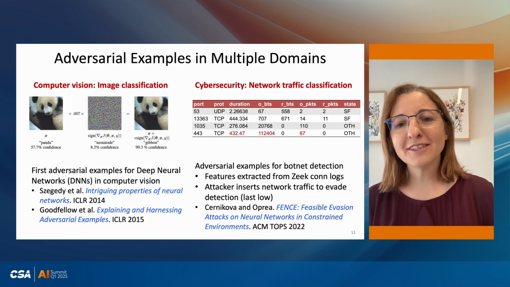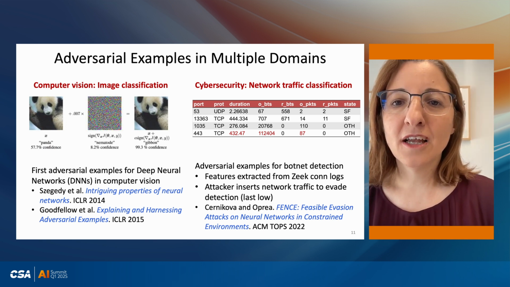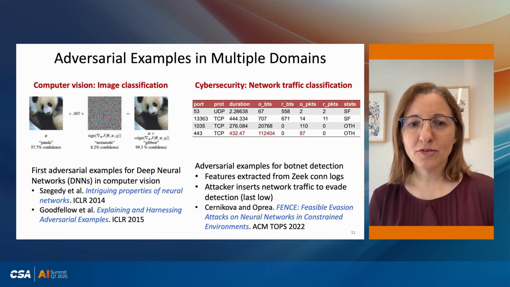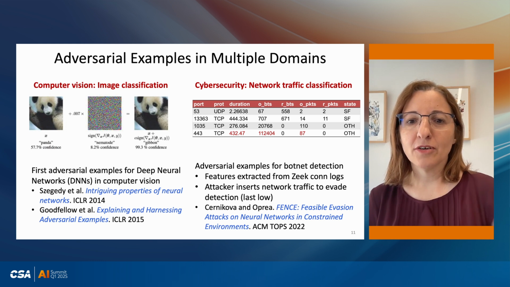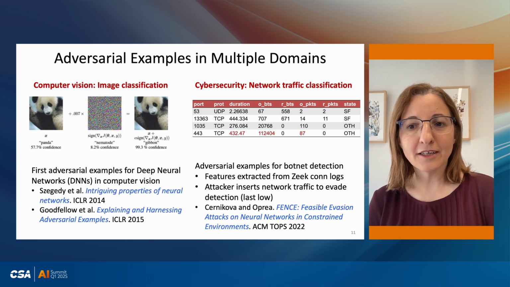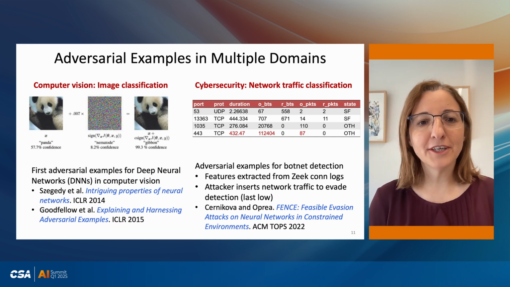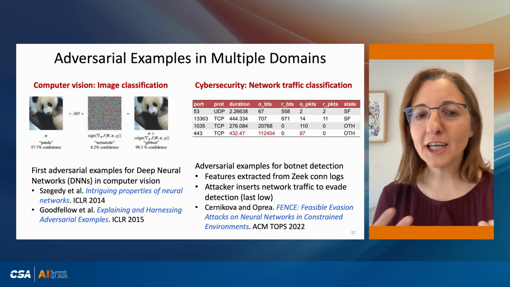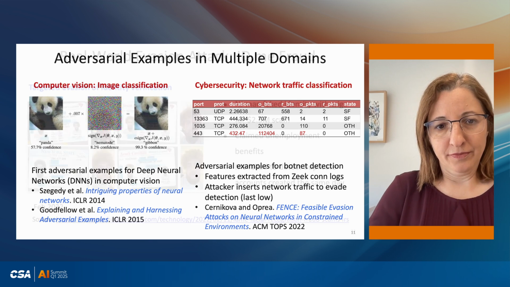However, adversarial examples also happen in many different domains, and we did a lot of work in my group in cybersecurity domains. And we showed adversarial examples against network traffic classifiers used for detecting botnet attacks. So in this application, the attacker inserts network traffic to evade detection.